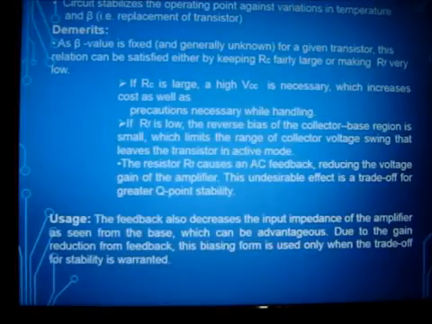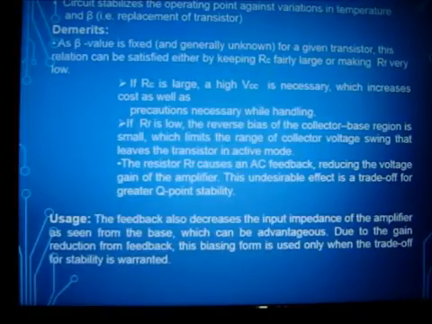The first merit is it stabilizes the Q point against variation of temperature and beta, that is, the replacement of the transistor. Demerits: as the beta value is fixed and generally unknown for a given transistor, this relation can be satisfied either by keeping RC fairly large or making RF very low. That means the collector resistor should be very large and the base resistor should be very low to get an approximately fixed value of beta.